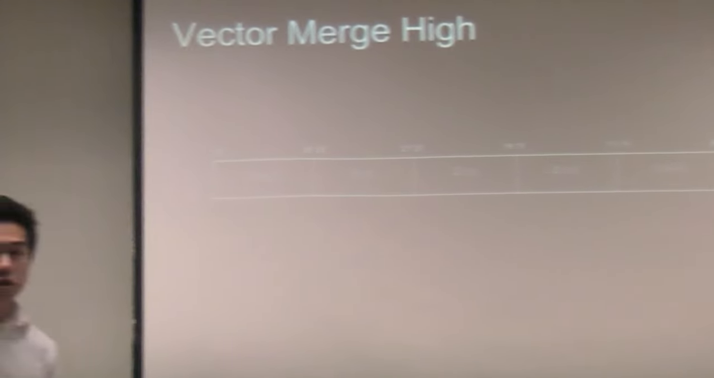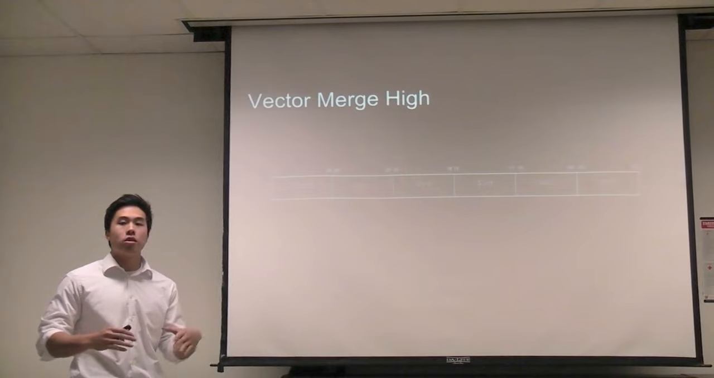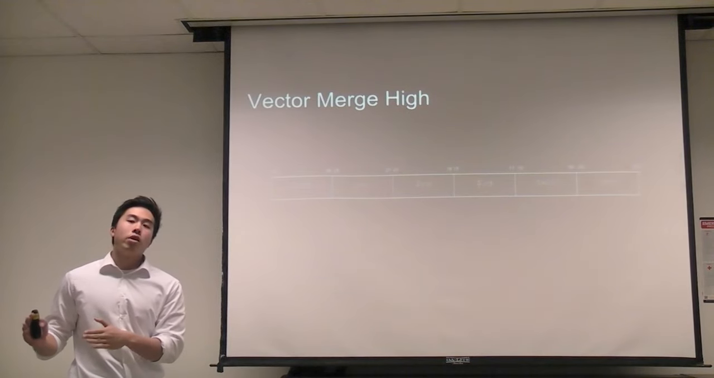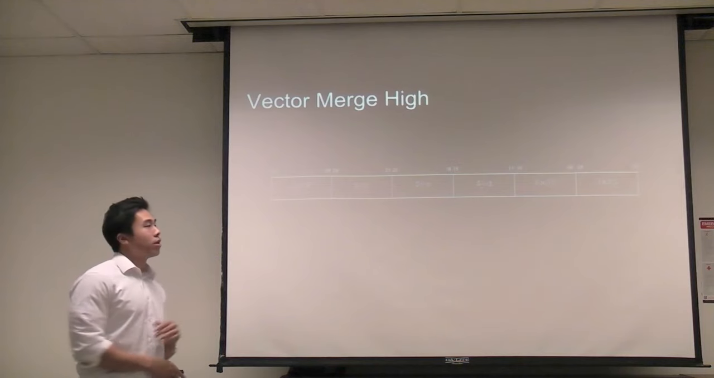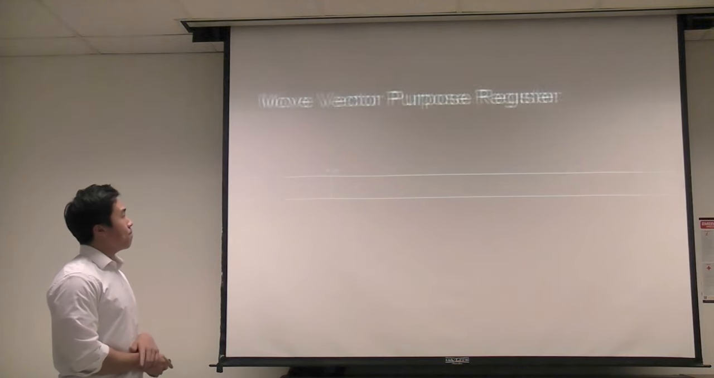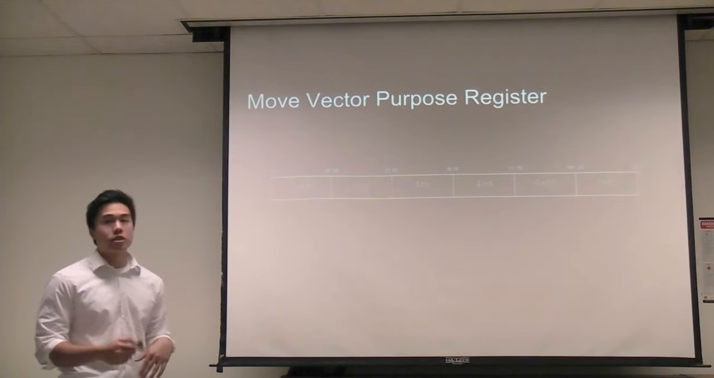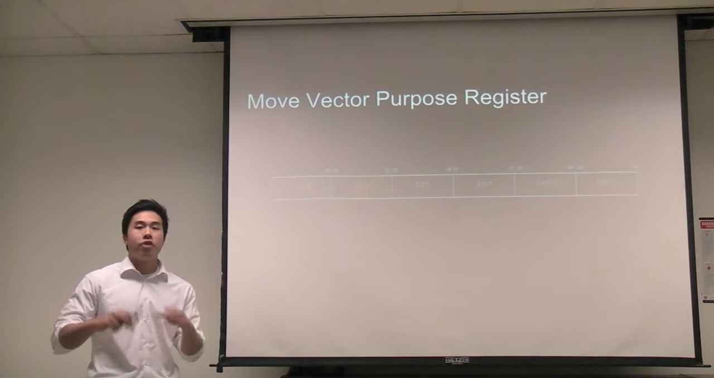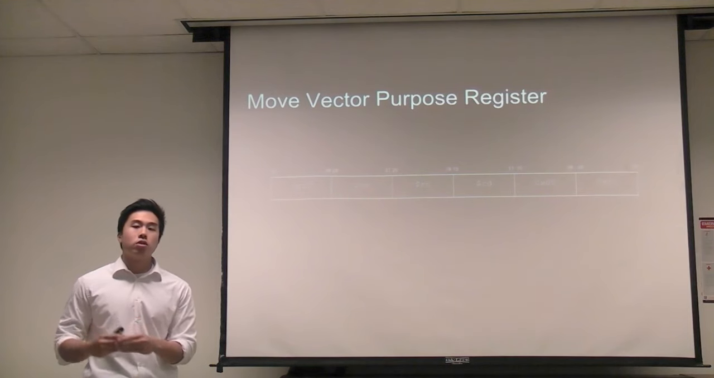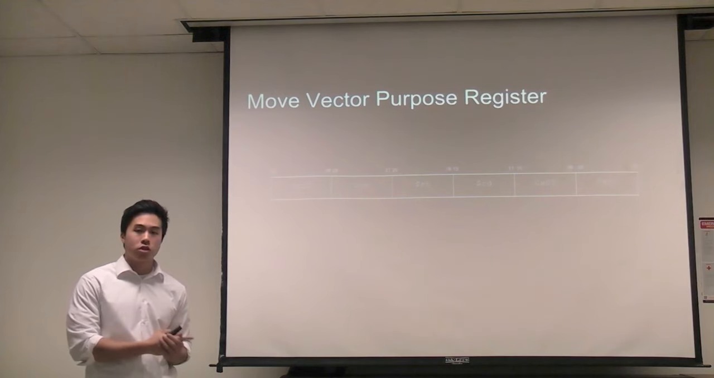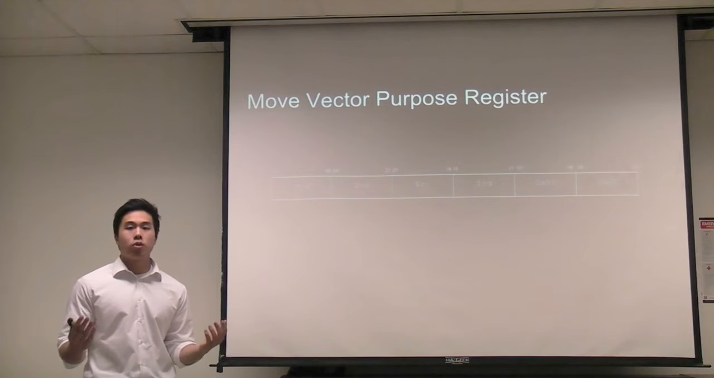Our next instruction is called the vector merge high instruction, and what it does is instead of merging the low 32-bit, we merge the high 32-bit out of the 64-bit. And also our last instruction is the move vector purpose register. So what this does is basically grabs the values in a vector register file and stores it into 2 different general purpose register files. This allows communication from the general purpose registers and the vector purpose registers.